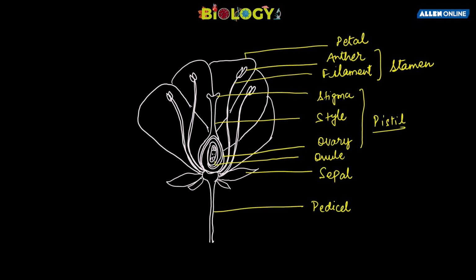So stamens are the male reproductive part of the flower and pistils are the female reproductive part of the flower, whereas sepals and petals are the accessory parts of the flower. And now we will label the diagram as longitudinal section of the flower. So you will write the name of the diagram and you can underline it. Okay, so that is how we will draw the structure of the flower.